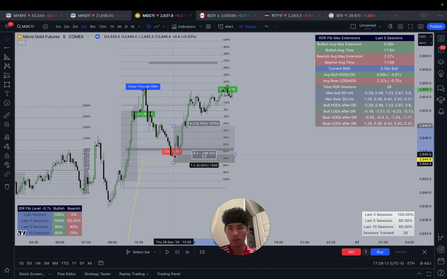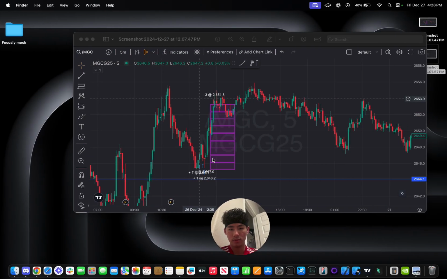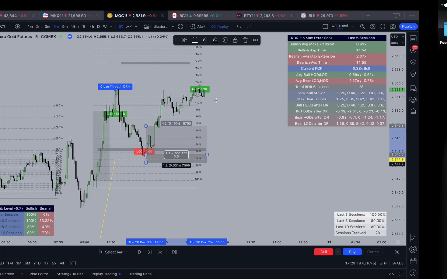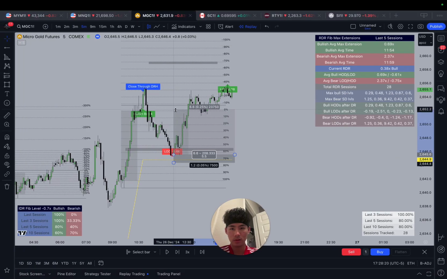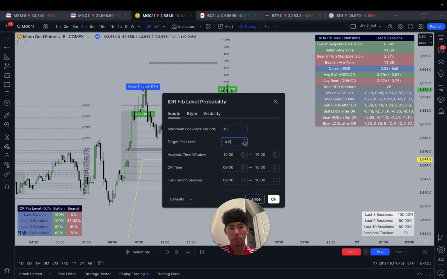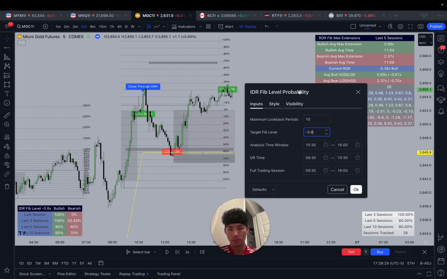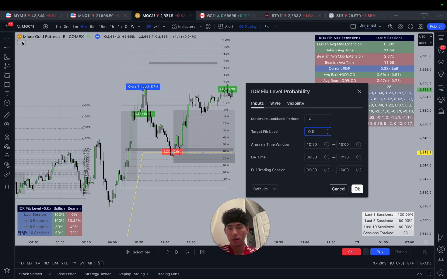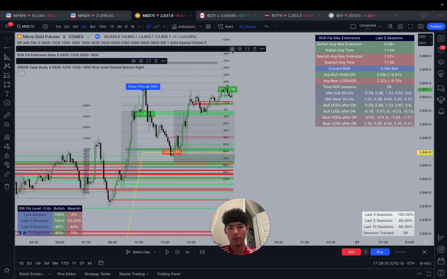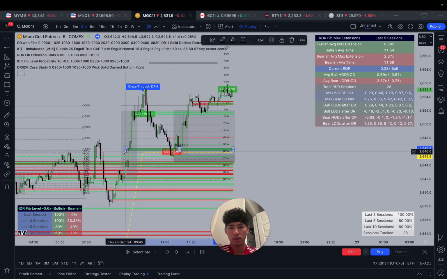I entered on the volume imbalance right here. You can see my executions here. I sold up here. Yeah, this was the trade. So, we're basically just trading with probabilities. And I also look for the volume imbalances that form around the average low of the day.